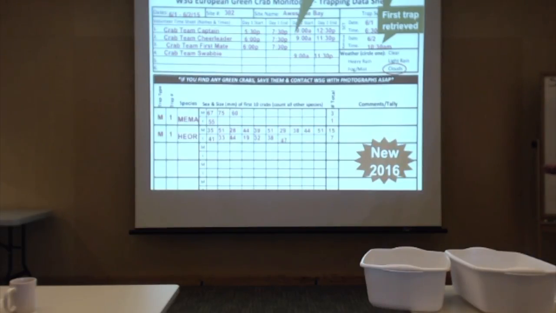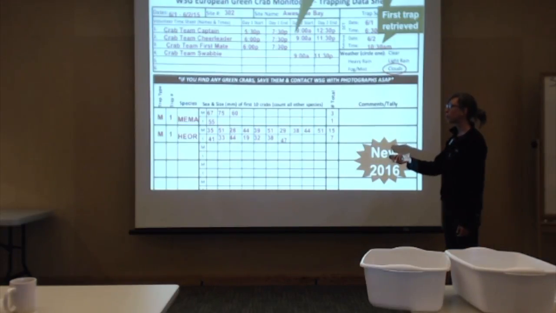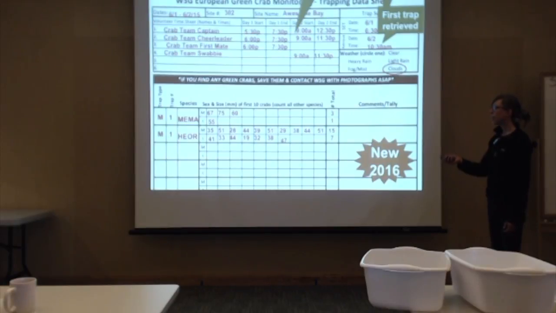Now, if you're in a situation where you have more than 10 males or 10 females, so here, this is the same trap, but now we're measuring HEOR. So we do a new row for a new species, minnow 1, Hemigrapsis oregonensis, hairy shore crab. In this trap, we had a total of 15 males and 7 females. We measure all of the females because we need up to 10. But now we only have to measure 10 out of the 15 total males.